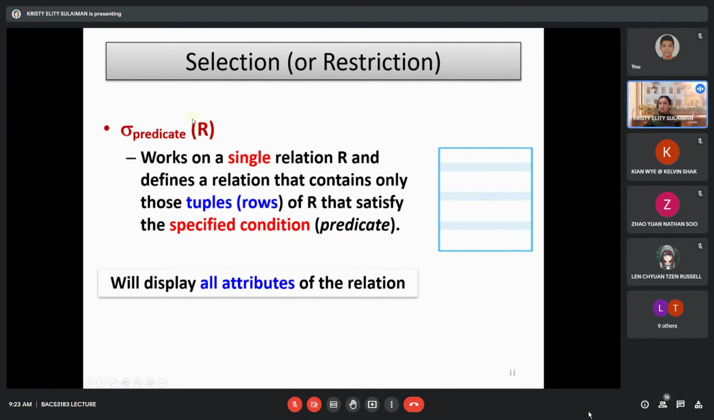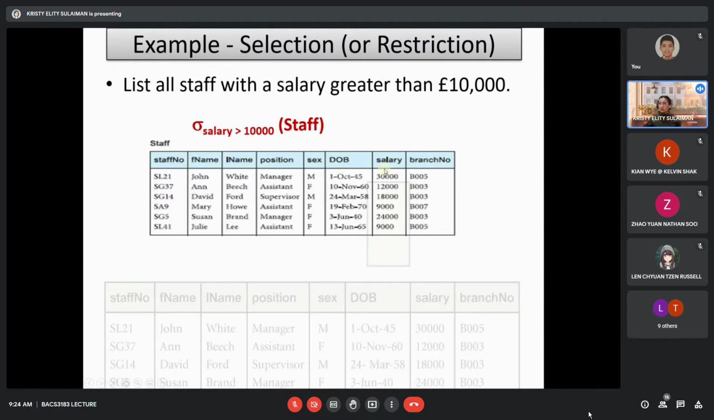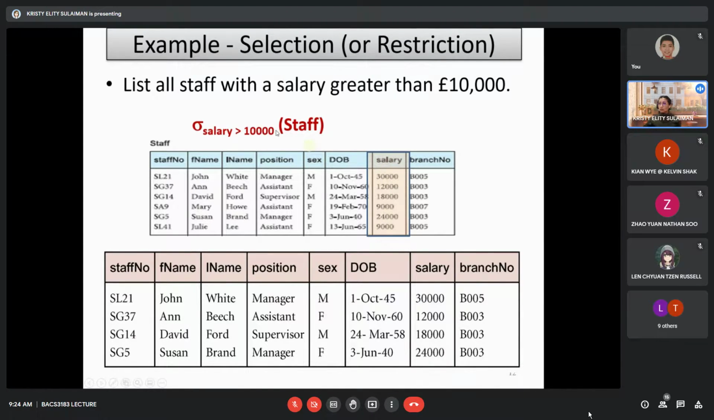Here is the table it refers to, and it will only define a relation that contains the specified condition in this operation. So we have the condition here and the R here, the table. We refer to the salary row, and it will satisfy the condition, salary greater than 10,000, and will give you this result.